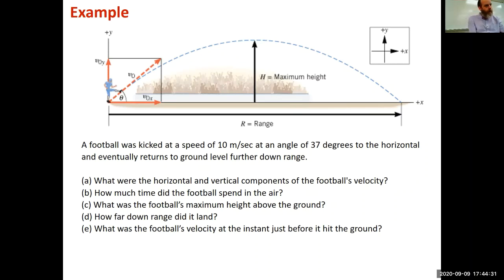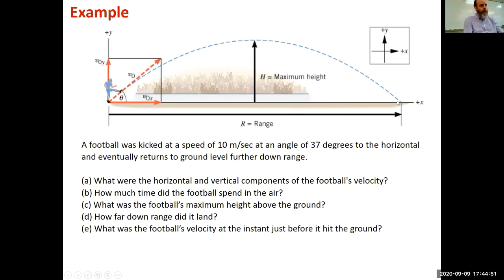Here is a typical projectile motion problem. A football is kicked at a velocity of 10 meters per second at an angle of 37 degrees to the horizontal, and it follows this path, and eventually it ends up back on the ground.